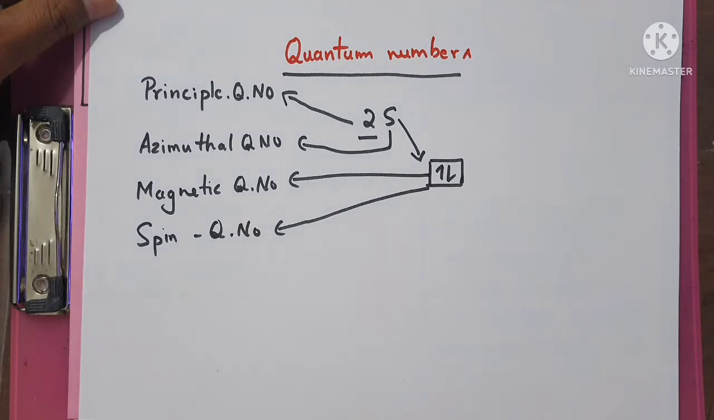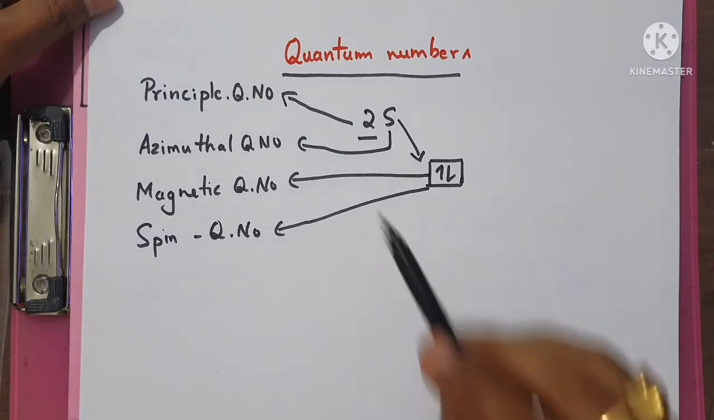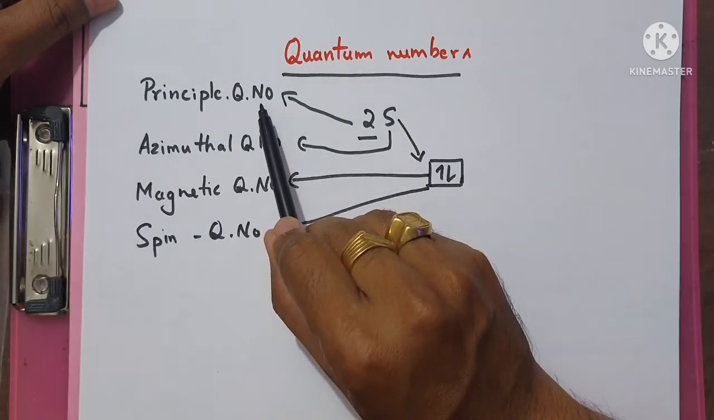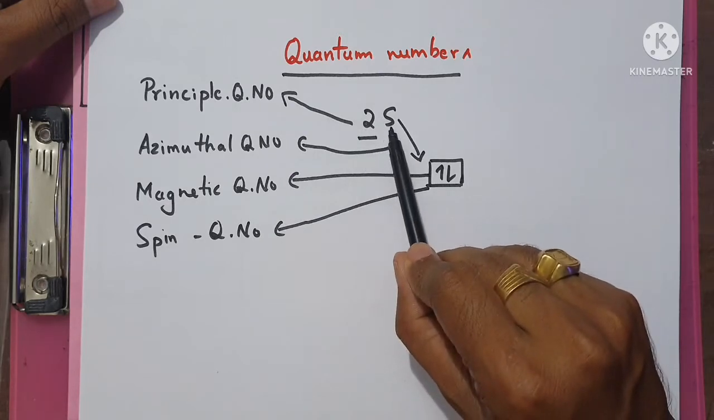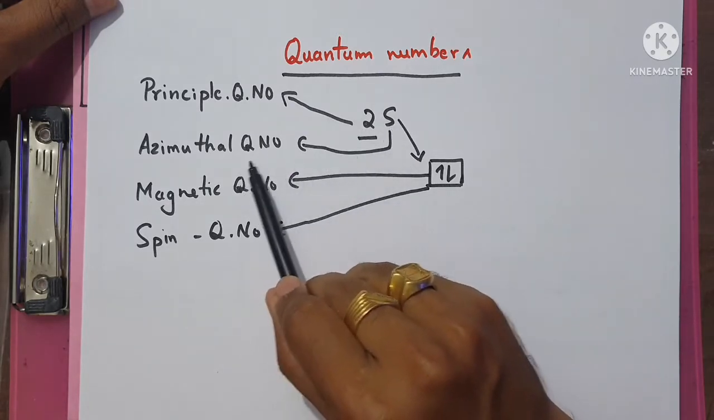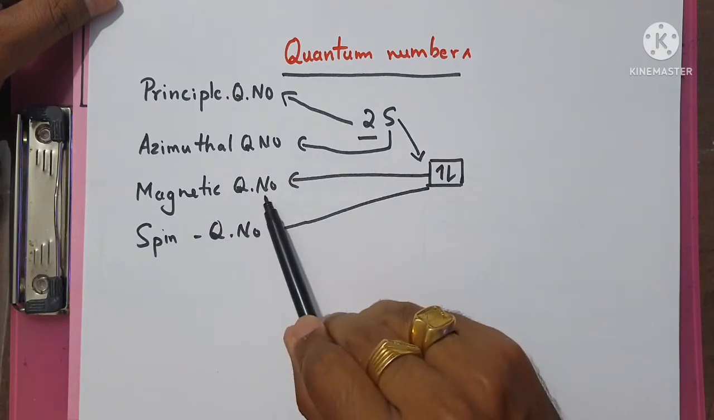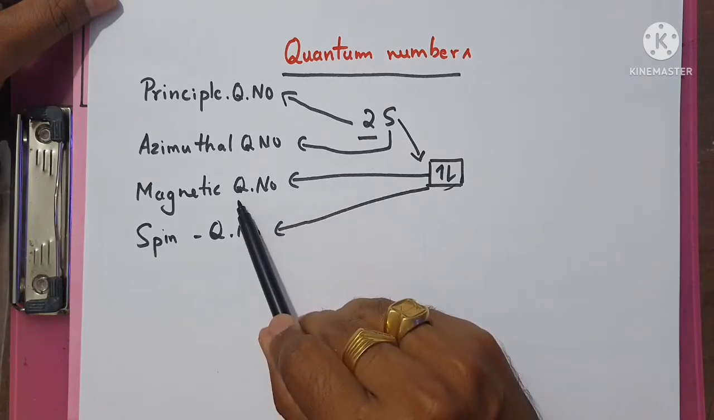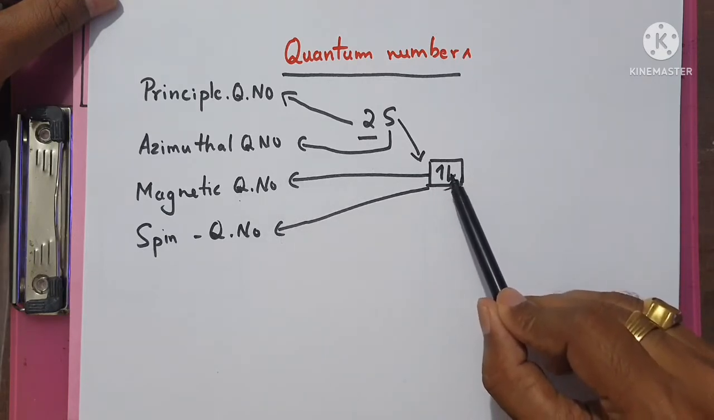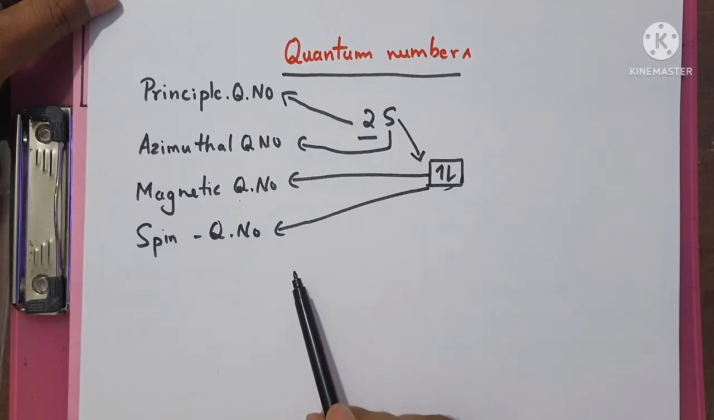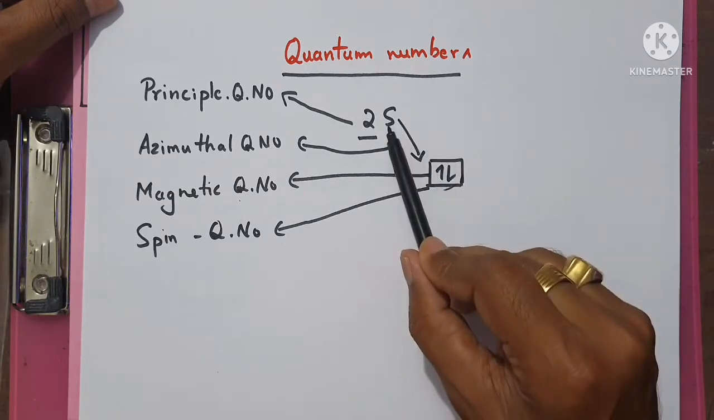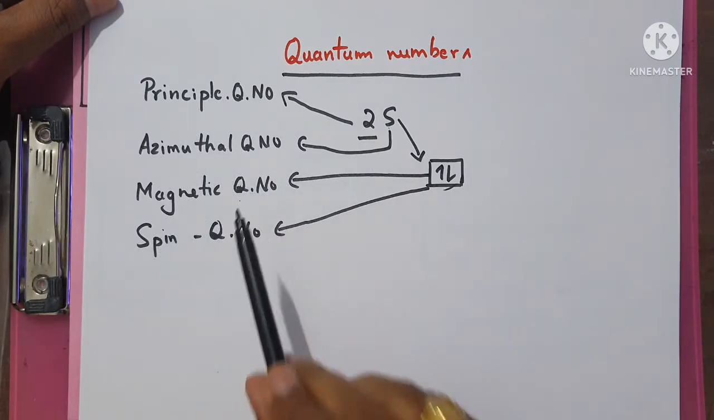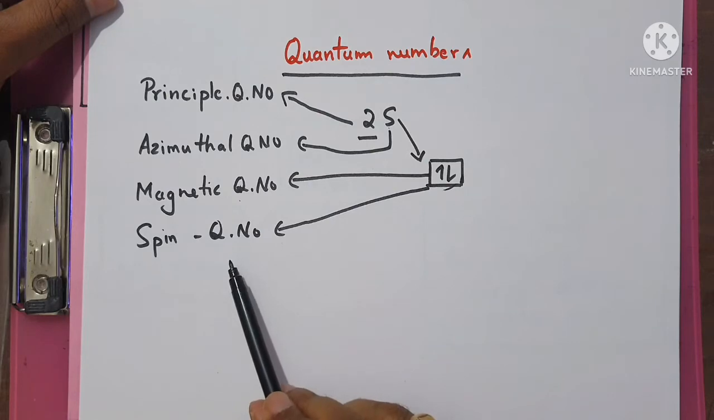and that is the spin quantum number. Once again, children, in this 2s, 2 is the principal quantum number, which is a shell. The subshell, that is s, is the azimuthal quantum number. The magnetic quantum number is the orbital that you see. The electron that you see inside the orbital is the spin quantum number. Hope you have understood with the help of this example what are the principal quantum number, azimuthal quantum number, magnetic quantum number, and spin quantum number.